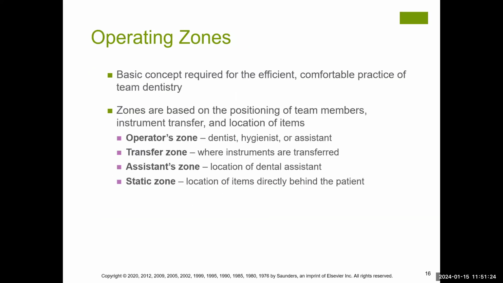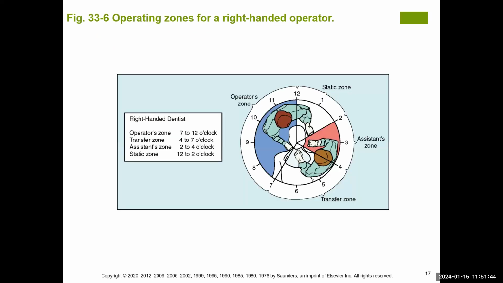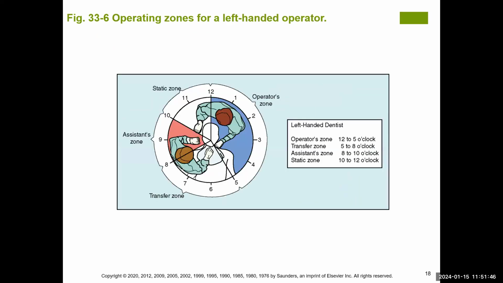Remember the wonderful clock that we use for the operating zone that could be found on page 463 of your textbook? So the operating zone, you have your operator zone, you have your transfer zone, assistant zone, and no man's land, like the static zone, okay, which is behind the patient. So do recognize that for a left-handed operator and a right-handed operator, okay? These are the two pictures that you have in your textbook.